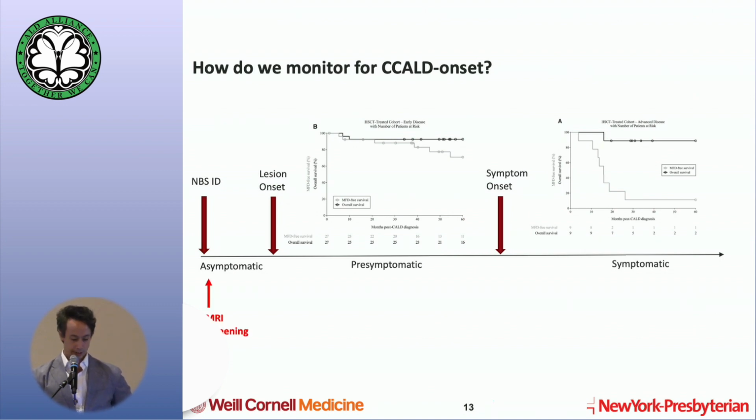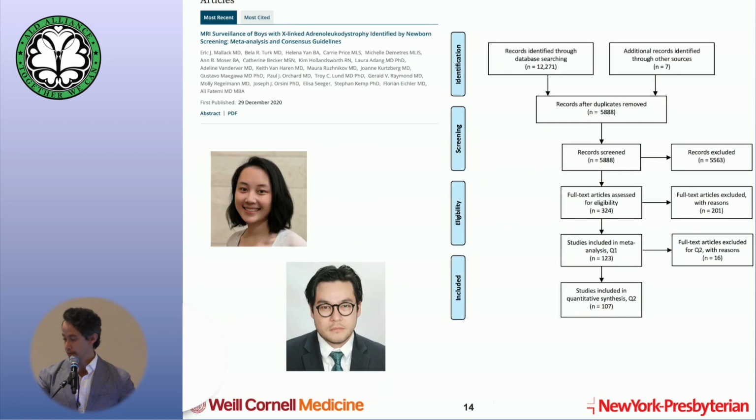So how do we do this? We essentially take MRI images every 6 months early in life until we are able to detect lesion onset and then get patients to transplant. This was a meta-analysis published a couple of years ago, with work by Helena Yan, who is now in medical school, and Dr. Bella Turk, looking at, I think it turned out to be, 1,000 cases.